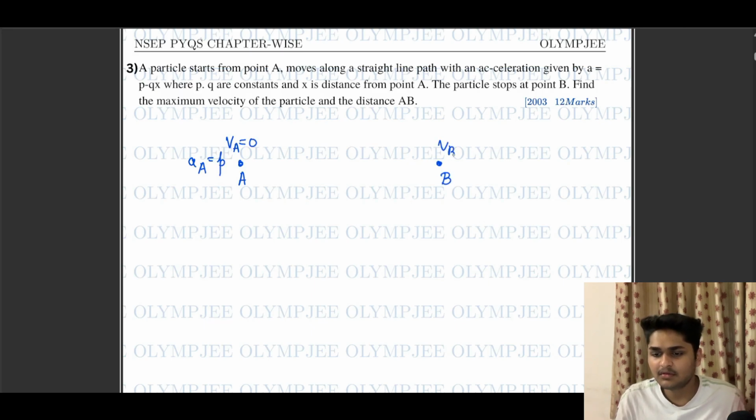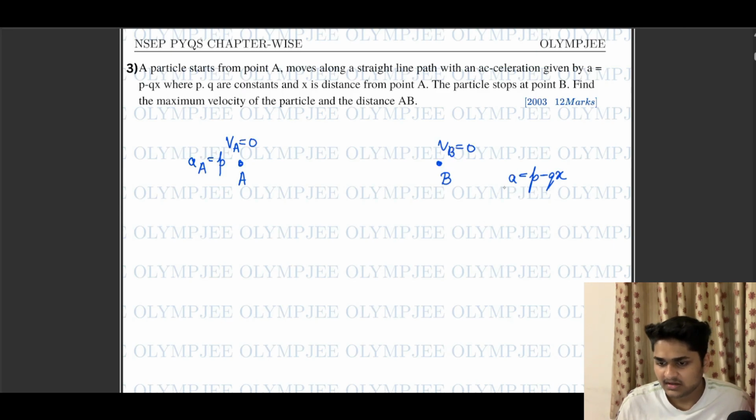Velocity at B is also 0 because the particle stops at B. So this is the given information, and acceleration is given. We need to find the maximum velocity. So first we need to find the general equation of velocity.